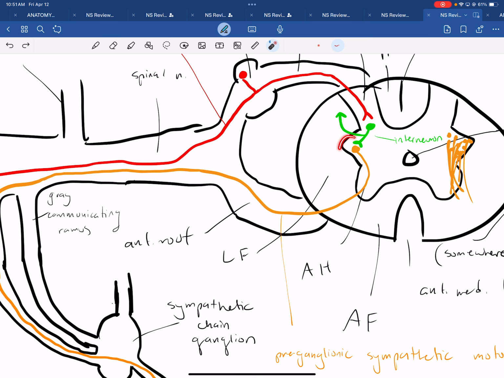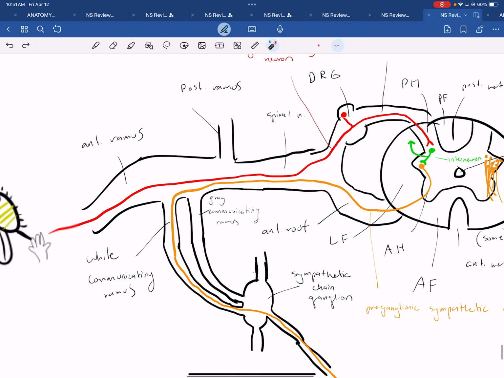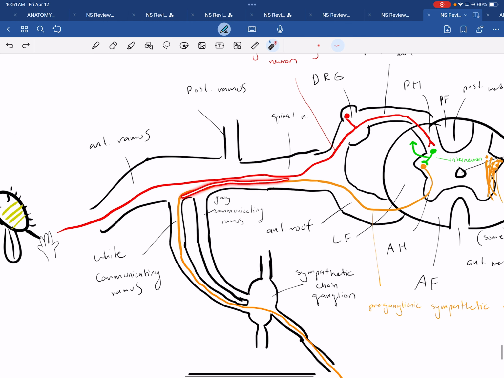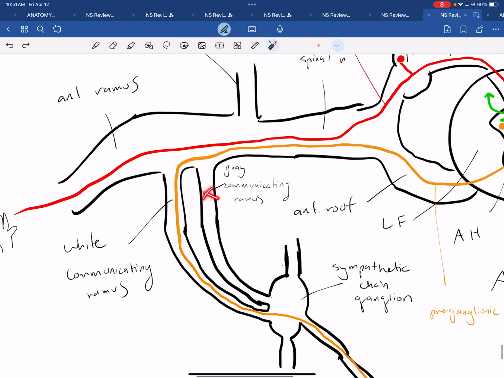Okay, so this is somewhere T1 through L2, because we're going to the adrenal medulla, fight or flight, epinephrine. So it comes out, and then it goes through the anterior rootlets, anterior root, spinal nerve, and then these two are called the gray and white communicating rami, right? This is the gray communicating ramus. That's the white communicating ramus.